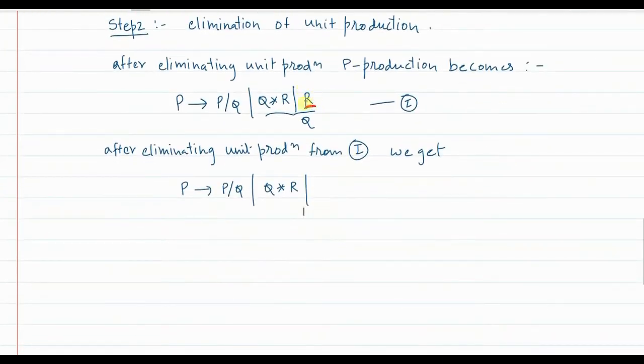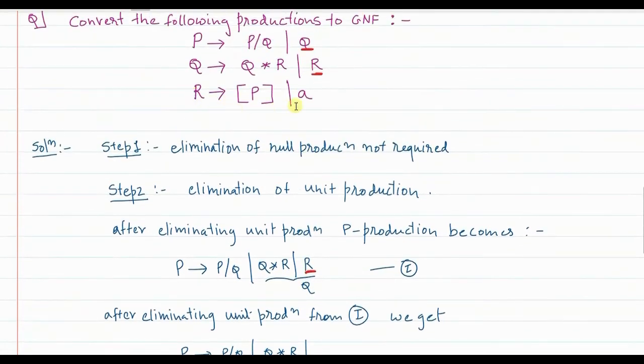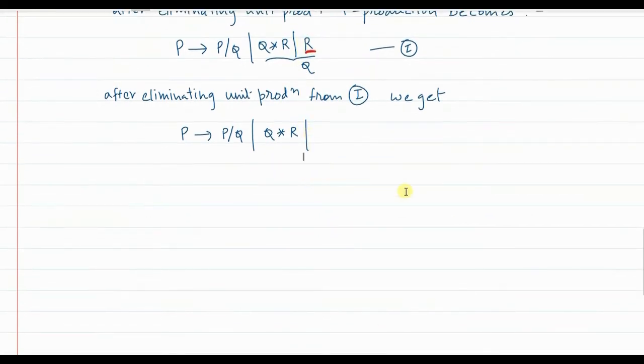this R here was creating a problem, no? So this R I will replace with the right hand side of the R production. Now if you see the R production, the right hand side of R production is R gives in square bracket P or A. So in place of this R, I am going to now write the right hand side of the R production, so square bracket P or A. So this is actually the R that is replaced, and I will just call this Roman number 2 equation.